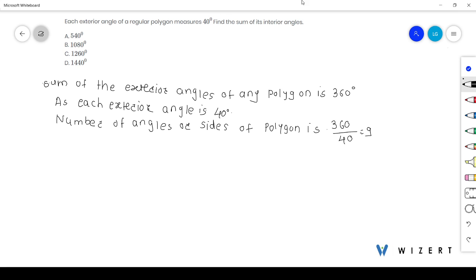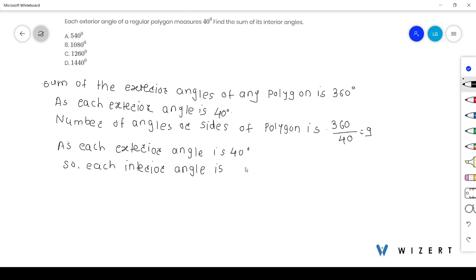Further, as each exterior angle is 40 degrees, each interior angle is given by 180 degrees minus 40 degrees, that is 140 degrees.